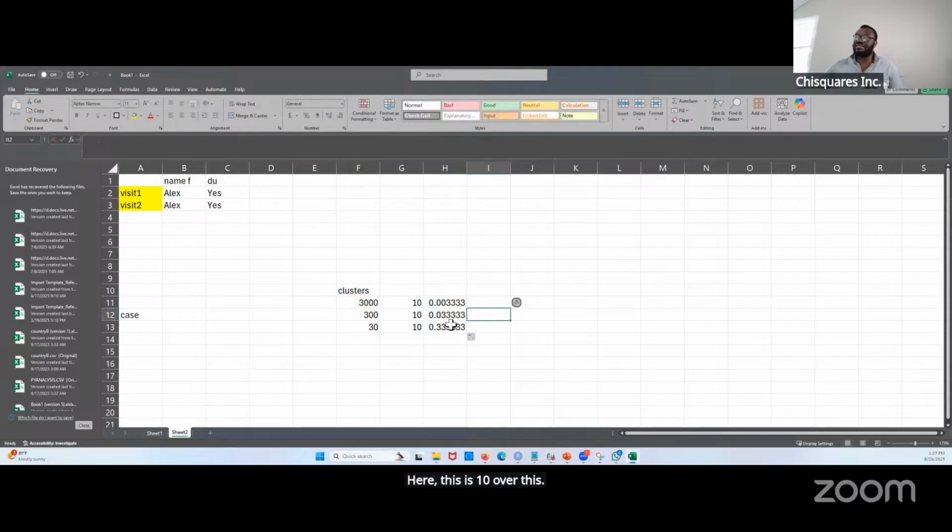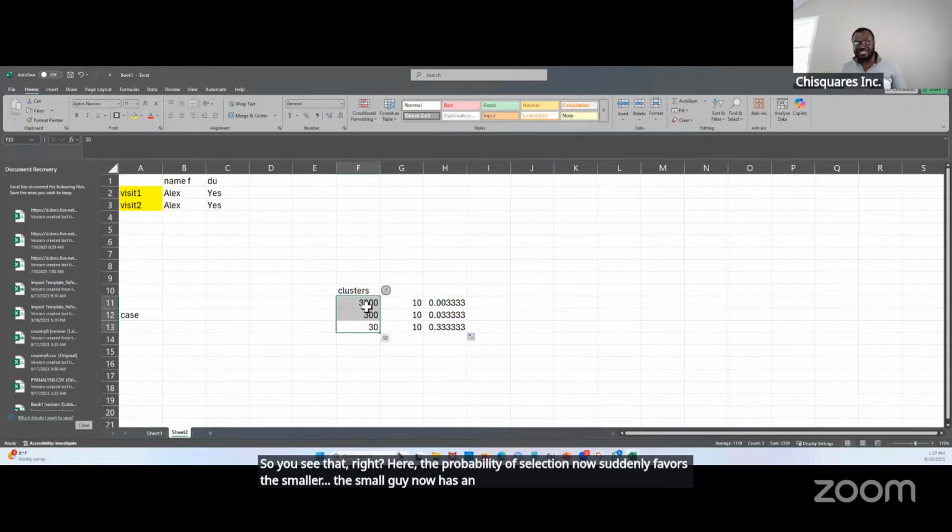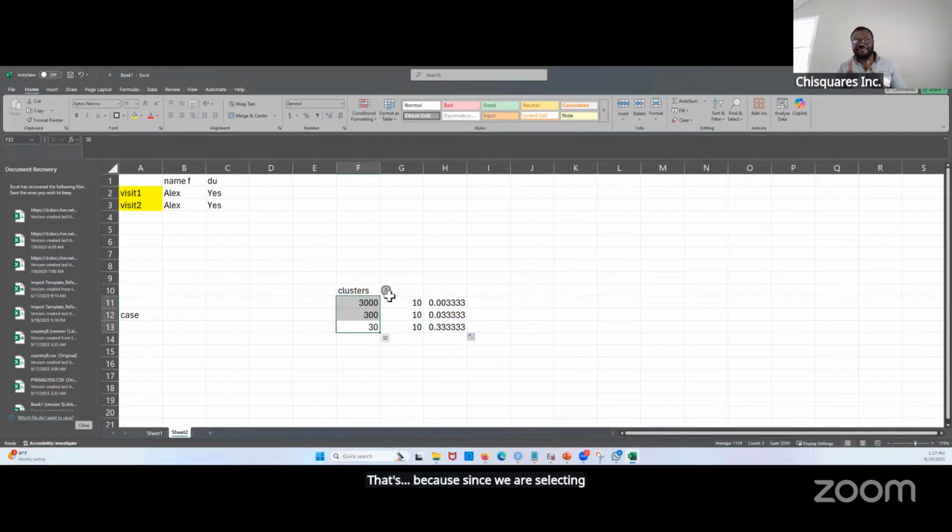So you see that, right? Here, the probability of selection now suddenly favors the smaller. The smaller guy now has an advantage in the second stage, because we are selecting the exact fixed number of people from each cluster in the second stage. So this is the beauty of a two-stage PPS.